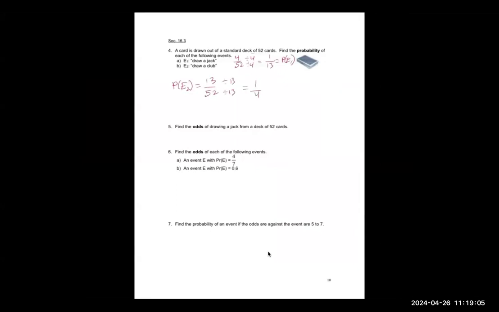Okay, now it says find the odds of drawing a jack from a deck of 52 cards. So what they're really asking is to write this right here in a different way, in terms of odds. This numerator is the number of ways that I can draw a jack, or the equivalent of that, because we reduced it. So the odds of drawing a jack: I'm going to put the number of ways I can get a jack compared to the number of different ways I could get another card.